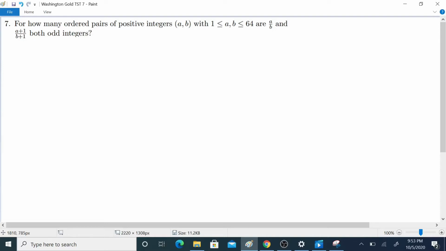The next thing we want to do is actually find which ordered pairs a, b satisfy this property. For simplicity, we call such an ordered pair spicy. So if a, b is spicy, that means a/b and (a+1)/(b+1) are both odd integers. And in fact, since a and b are both positive, we know that these are odd positive integers.